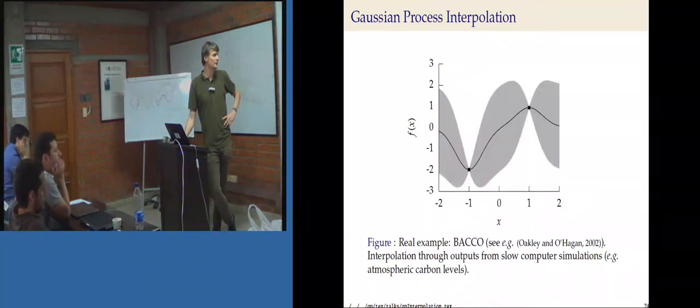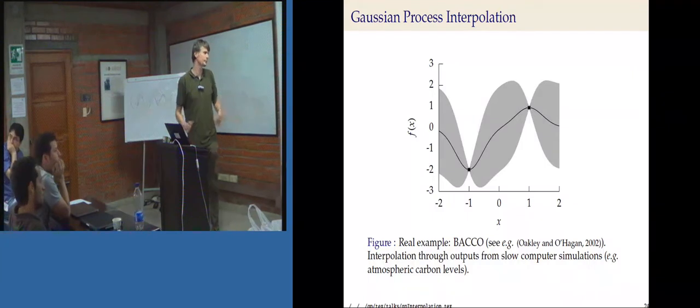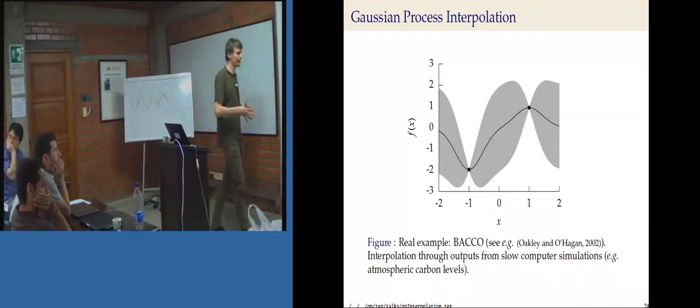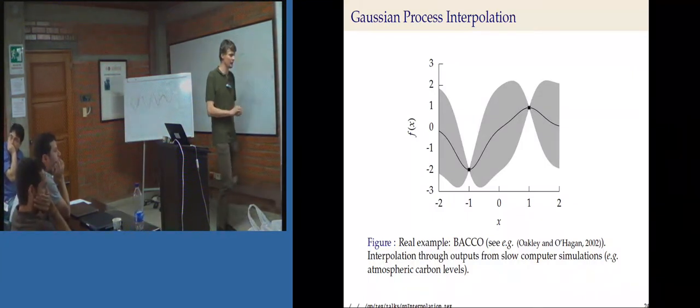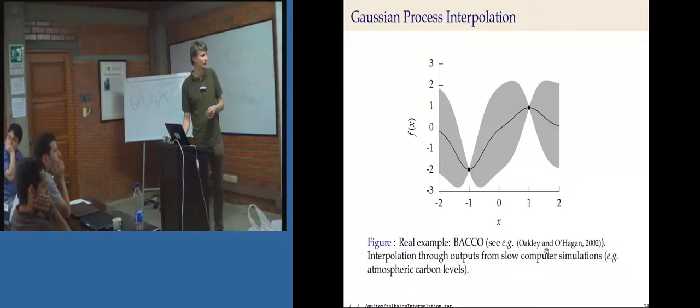So to show you what this looks like in practice, Jeremy Oakley is a colleague at Sheffield. Antonio Hagen is one of the originators of Gaussian process modeling, certainly in the modern era. And when I say modern, I think he published on this in 1978 and has been active in this area ever since. He was also at Sheffield. He's now an emeritus professor, I think.